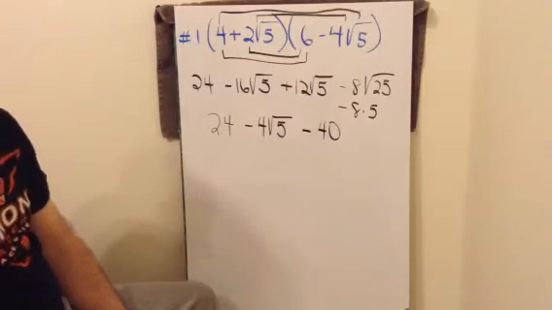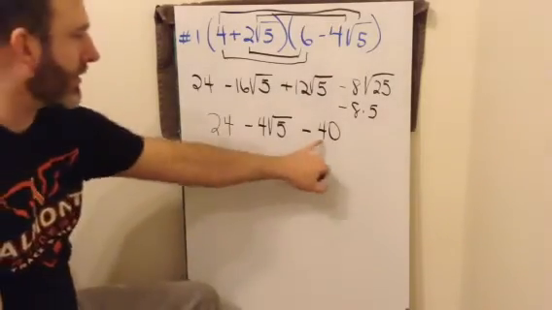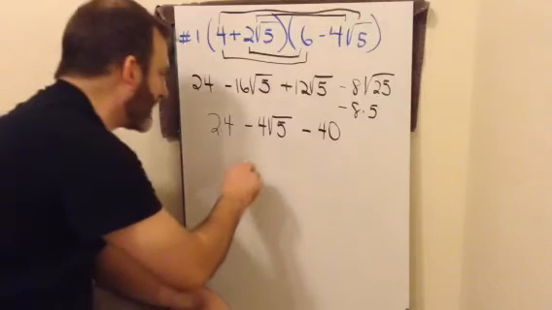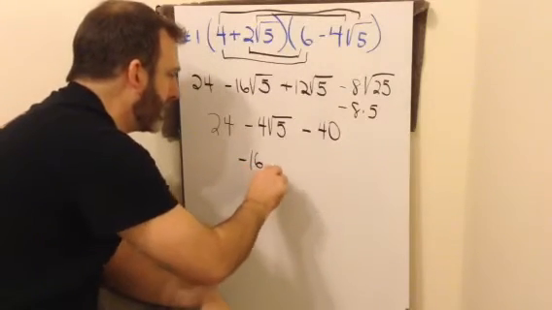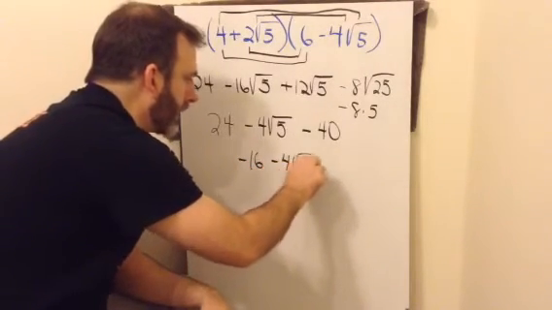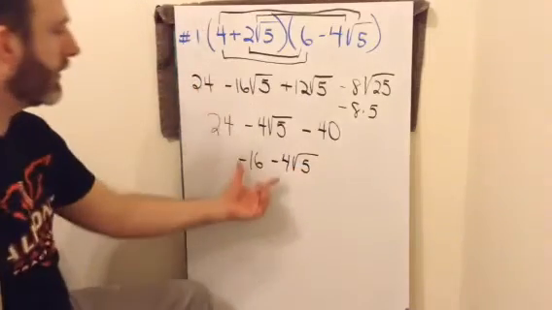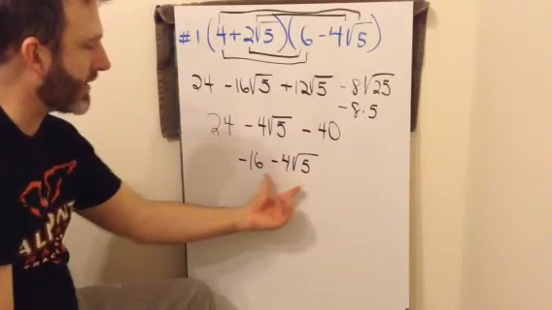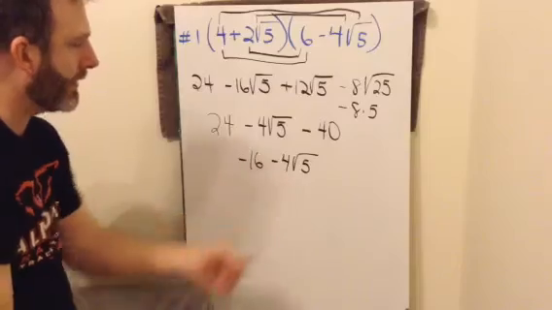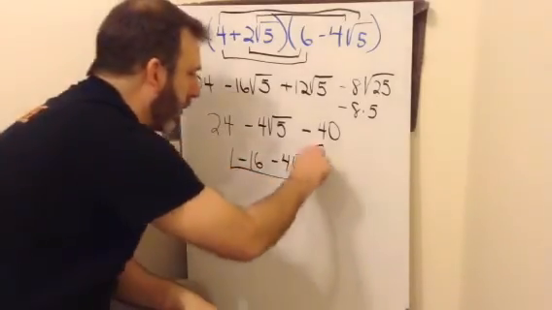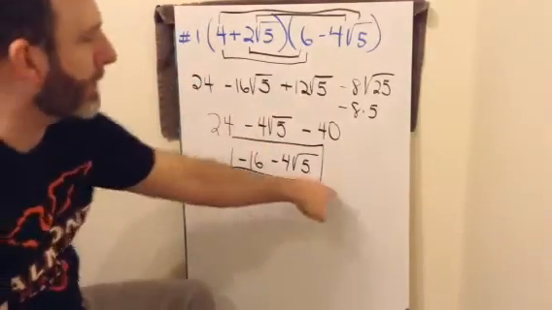Well, combine like terms. These are still like terms. So 24 minus 40 is negative 16 minus 4 square root of 5. Remember, this multiplication takes precedence, so we cannot combine these. This is our solution. Or we can have negative 4 square root of 5 minus 16.